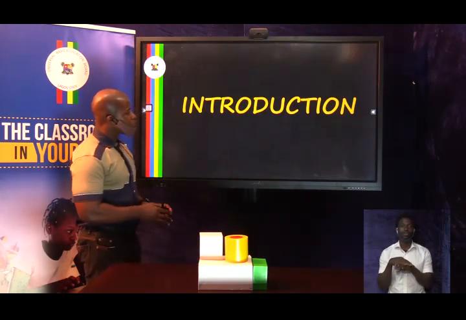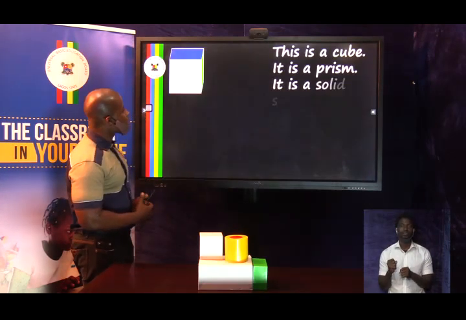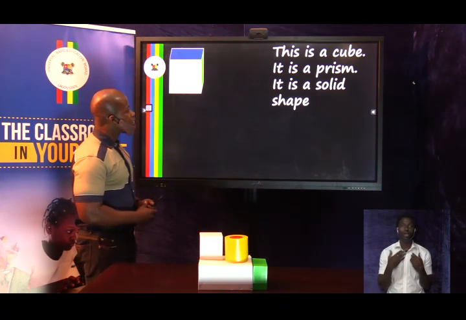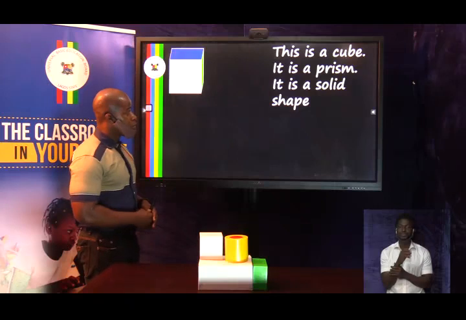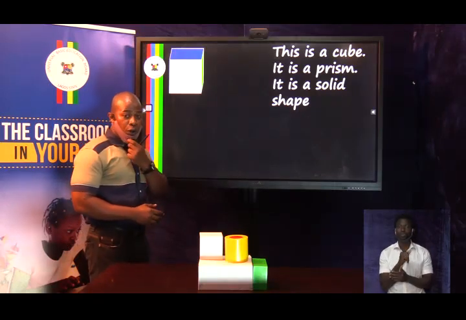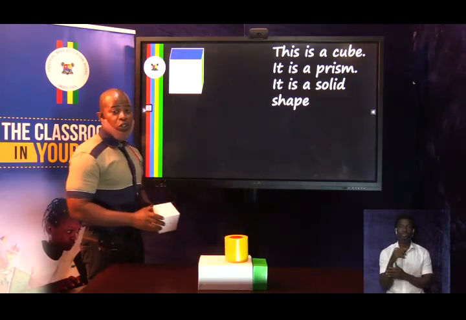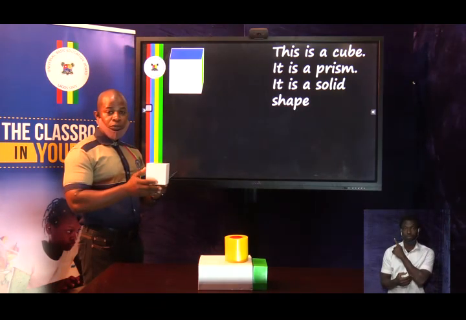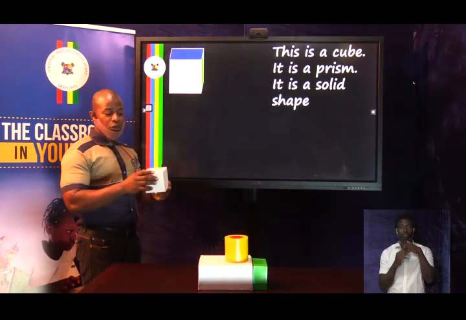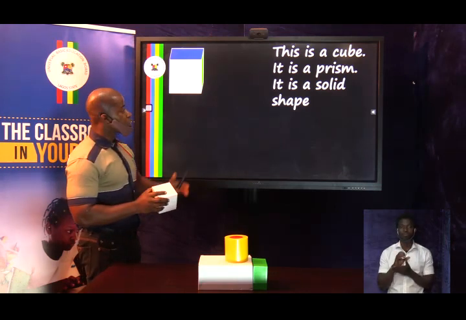Now, moving on, let's look at what we have here. This is a cube. The picture here is a cube. And a cube is an example of a prism. Remember we did prism some weeks ago. Shapes that have the same top and the same bottom and flat sides, we call them prisms. It is a solid shape.